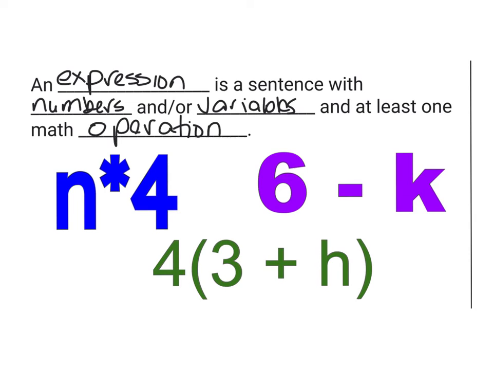So basically, if you look at the examples, these are the examples: n times 4, so there's a variable and a number, and then there's an operation. 6 minus k, there's a number and a letter, or a variable, and an operation, and here we have two operations, so we have two numbers, a letter, and we have multiplication. Remember, this means multiply and addition. So make sure that you recognize what an expression is.